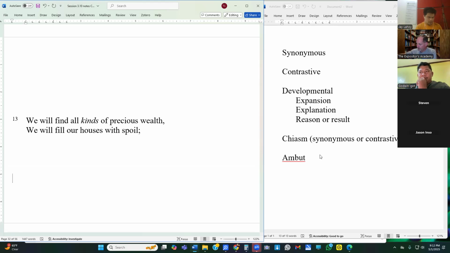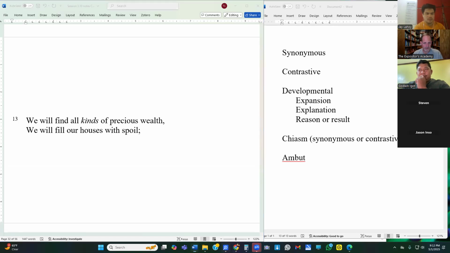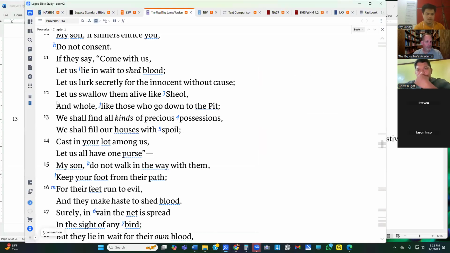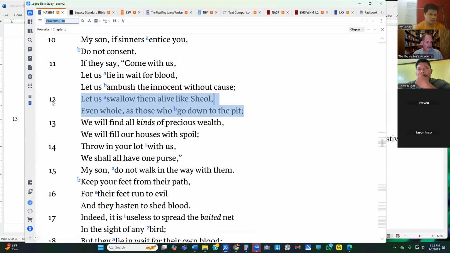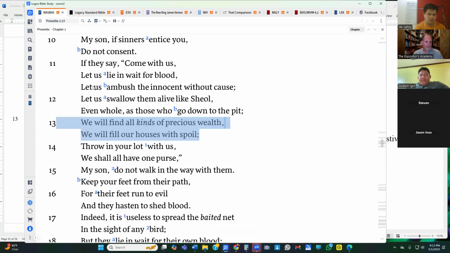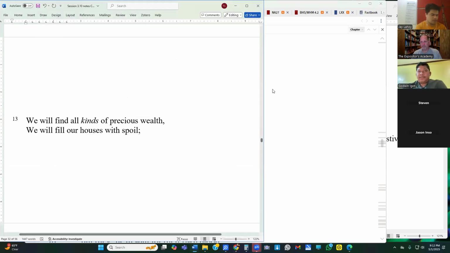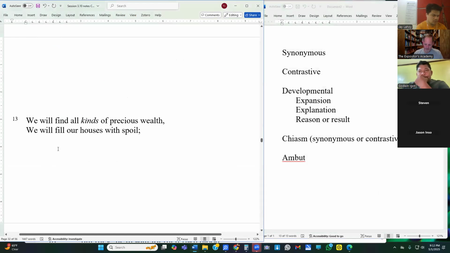Okay, let's confirm that real quick with the other translations. New King James has two lines. ESV, two lines. New American Standard, two lines. Good. So that's all right. And then two lines, so let's look at this.